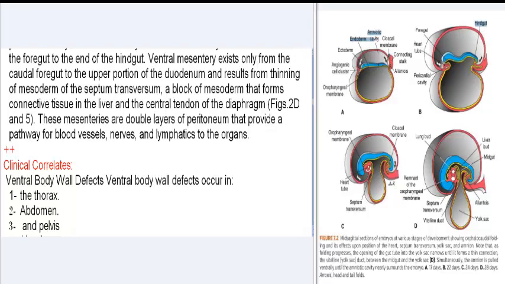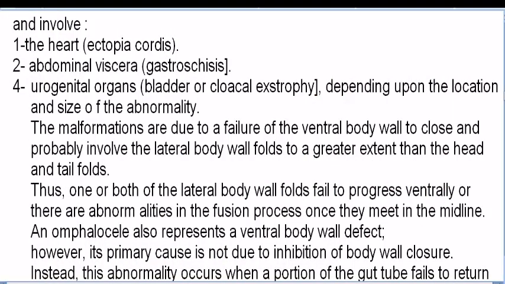Clinical correlates: ventral body wall defects. Ventral body wall defects occur in 1. The thorax, 2. Abdomen, 3. And pelvis and involve 1. The heart, ectopia cordis, 2. Abdominal viscera, gastroschisis, 4. Urogenital organs, bladder or cloacal exstrophy, depending upon the location and size of the abnormality.